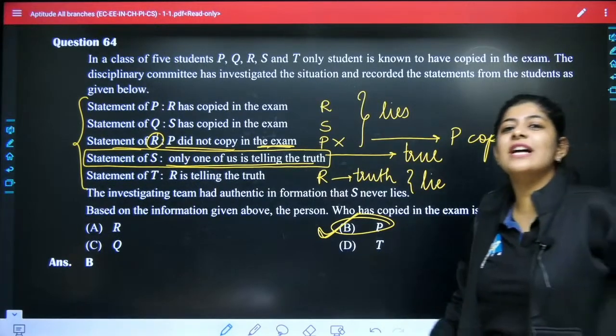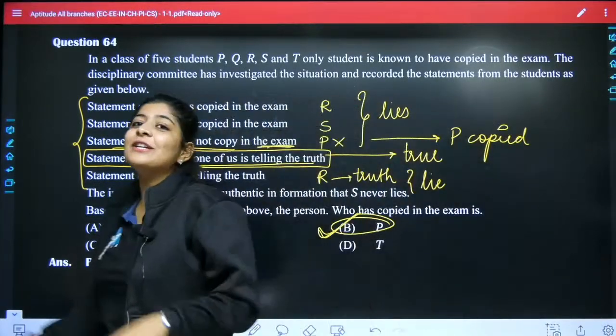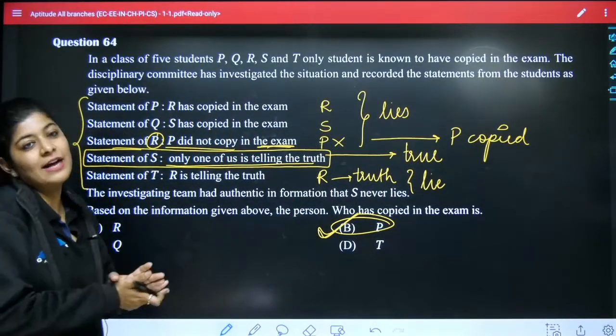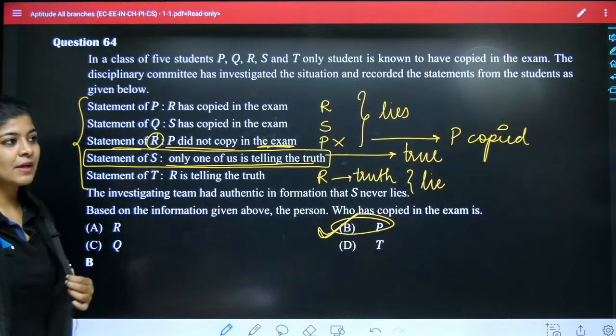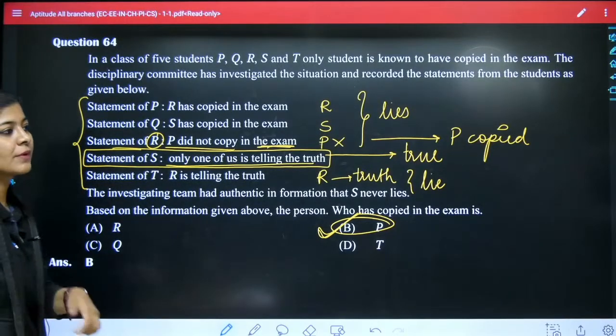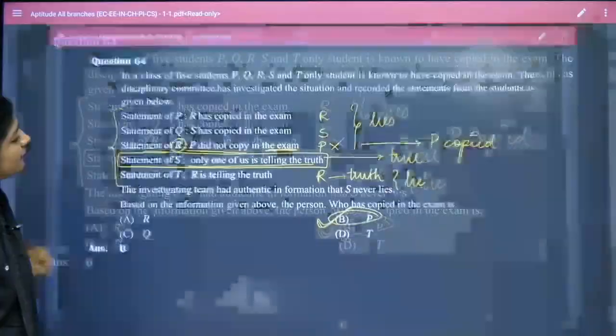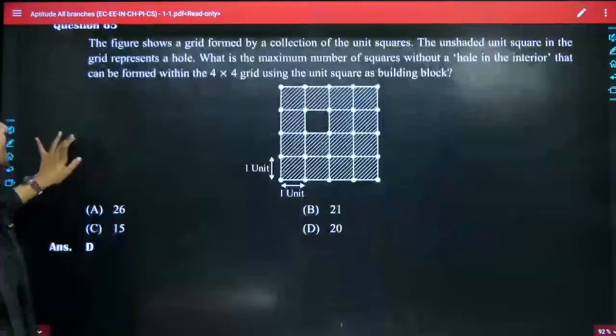Akash, there are no such fixed ways we have. We need to understand the puzzle first and we need to take steps according to that puzzle only. This is a very simple question. Okay, now let's move to the next question.